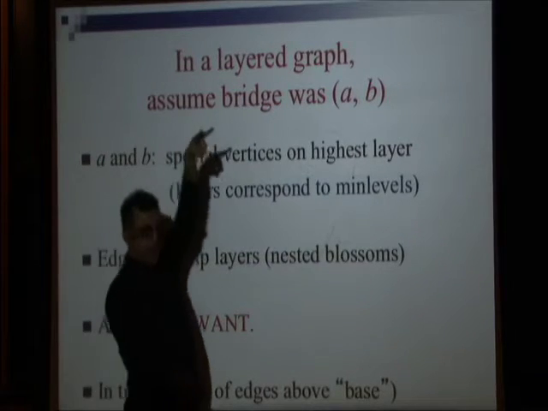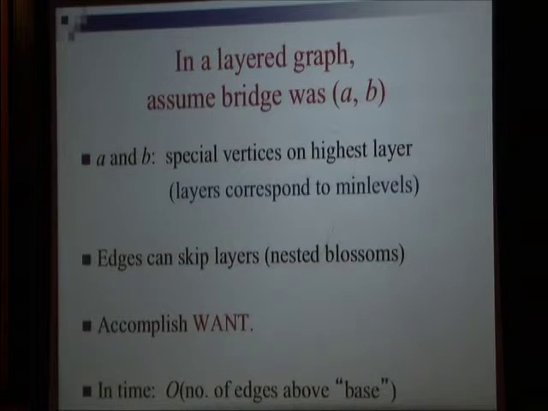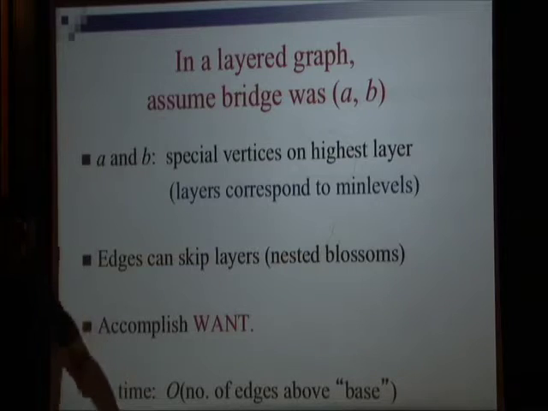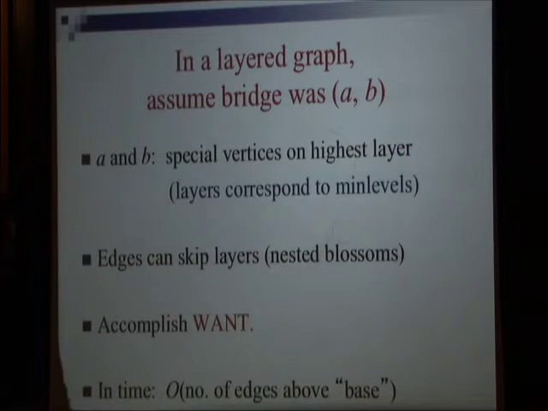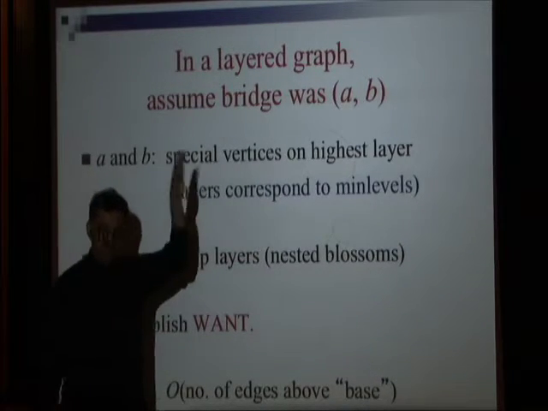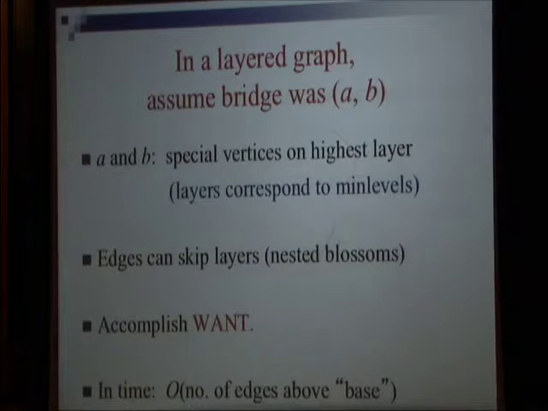And A and B are at the highest layer. These are the endpoints of the bridge. And edges can skip layers. Edges go from higher layers to lower layers, but they don't have to go only one layer down. They can go many layers down if needed. And every vertex has a path all the way to the lowest layer, every vertex, okay? And we want to do whatever we wanted to accomplish in time that's linear in the number of edges above the base. These are the edges that we will traverse.